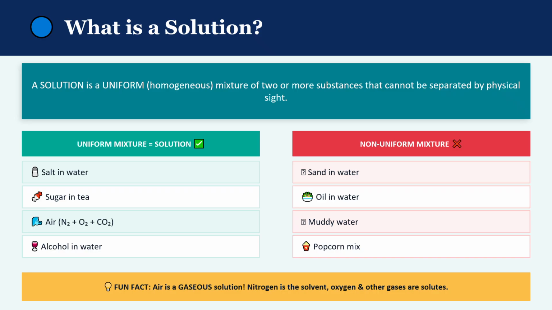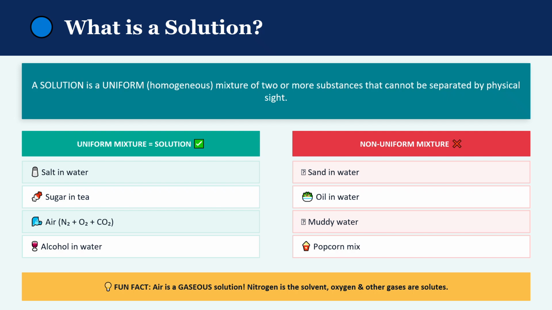What is a solution? A solution is a uniform mixture of two or more substances. Now listen carefully to the word uniform. Uniform means everything is mixed so well that you cannot see the different parts separately. For example, when you mix salt in water, the salt disappears and spreads evenly throughout the water. That is a solution. Sugar in tea is also a solution.